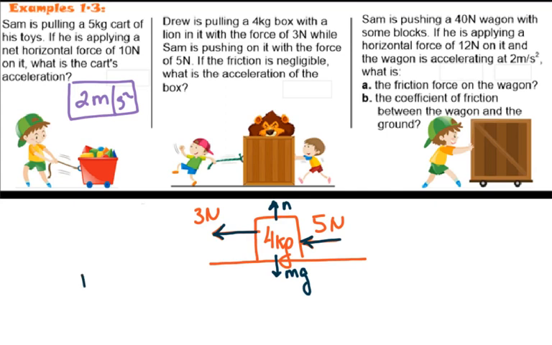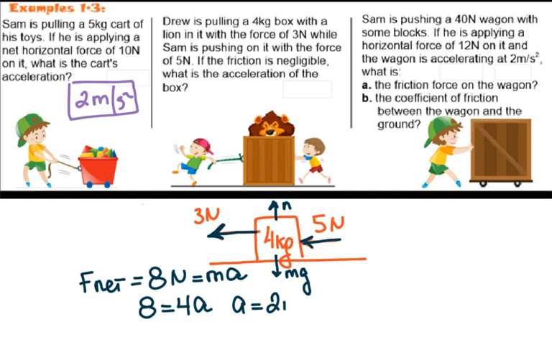So my net force in this case, they are in the same direction. If they were in the opposite direction, I would subtract them, but they're in the same direction, and that is equal to 8 newtons and equals mass times acceleration. So the net force is equal to the mass times acceleration. It looks like acceleration here is again 2 meters per second squared.